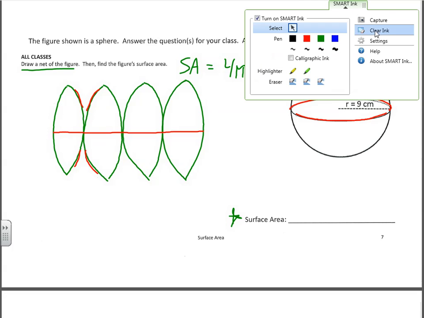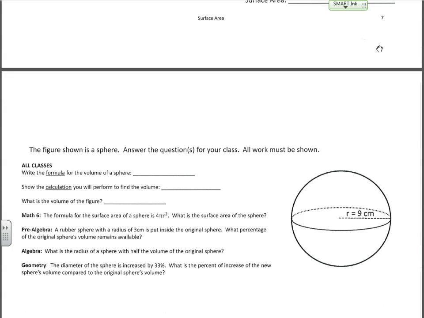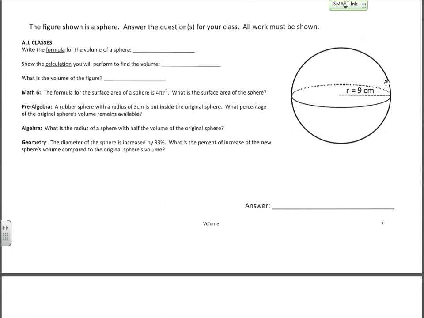Continuing with spheres, we move now to volume. And of course, with surface area, it's the surface on the outside of the figure, okay? The volume is how much space is inside the figure, okay?